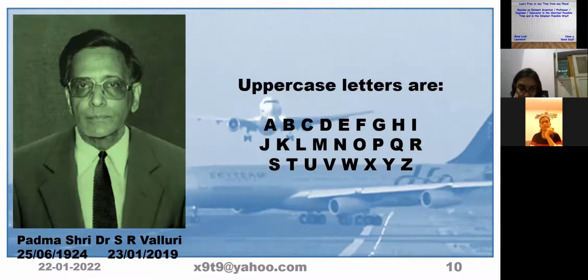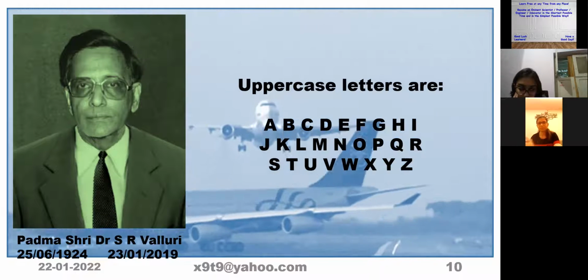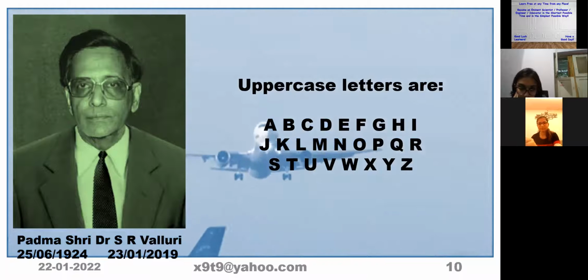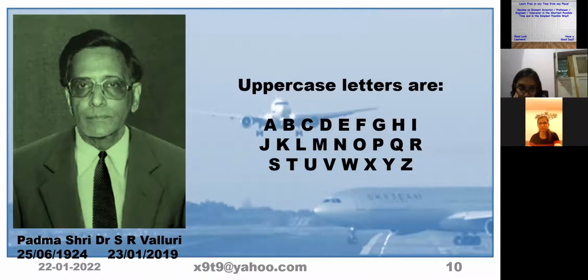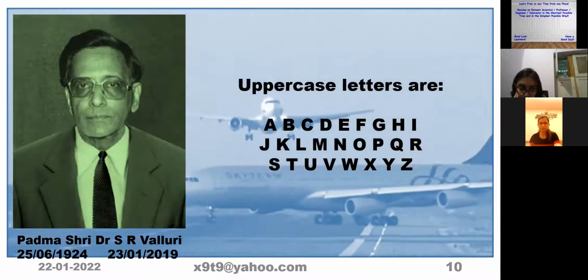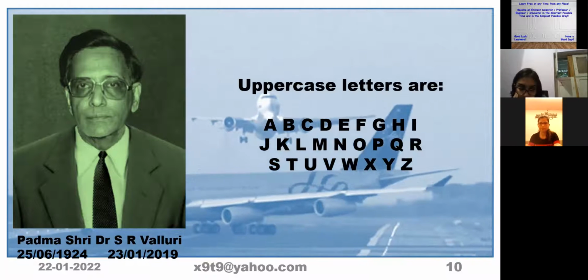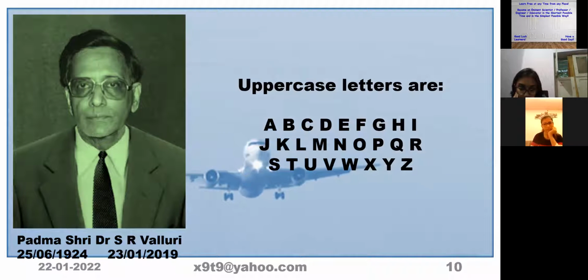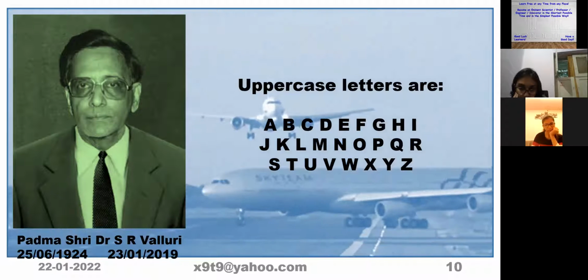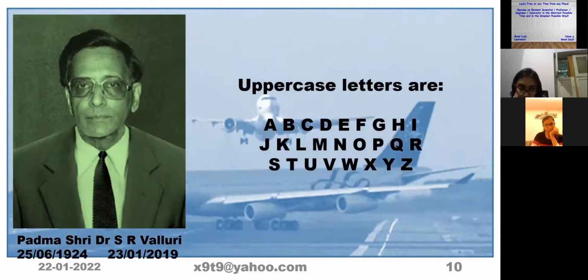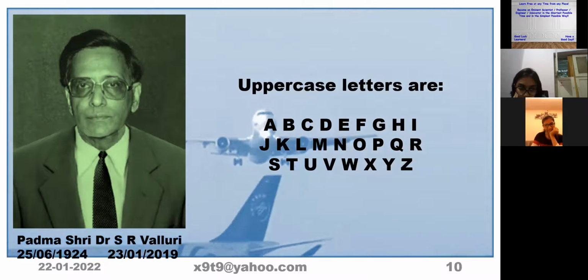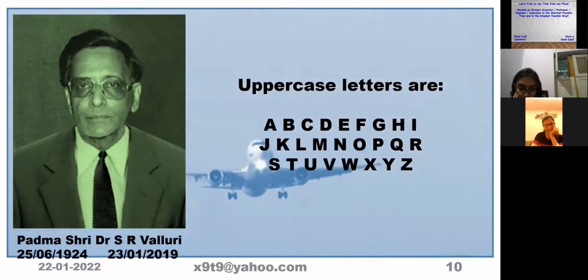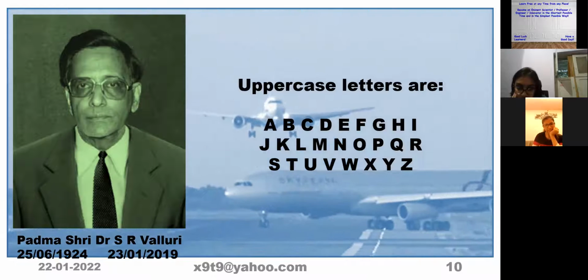See, typically uppercase letters will look like this. So 26 letters are there, starting from A to Z. I have arranged them like A to I, 9 letters. J to R, 9 letters. 9 plus 9 is 18. Then only 8 more letters are there, starting from S to Z.